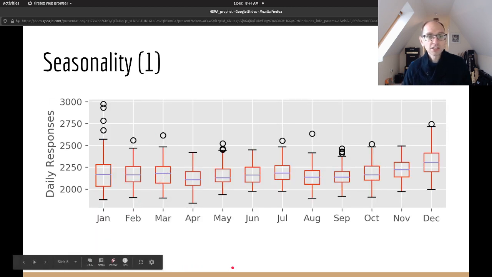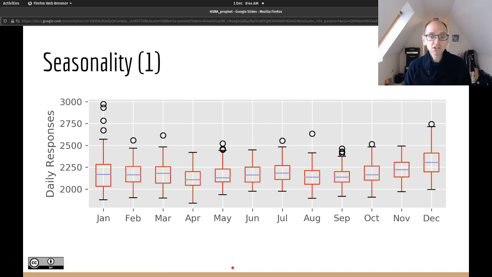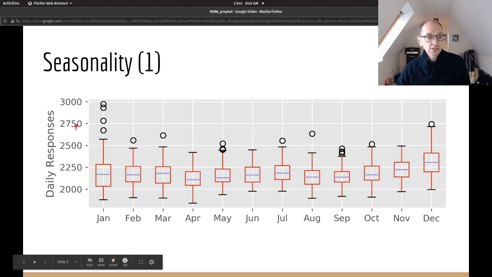Okay, so let's take a look at the seasonality again in a bit more detail. This has taken all the data and divided it by month and plotted a box plot. So we can see the monthly variation within the data, ignoring trend. These are the outliers of our box plots. So that's New Year's Day in January every year.